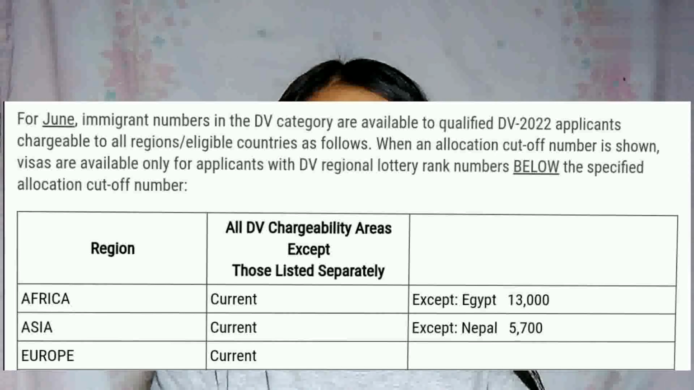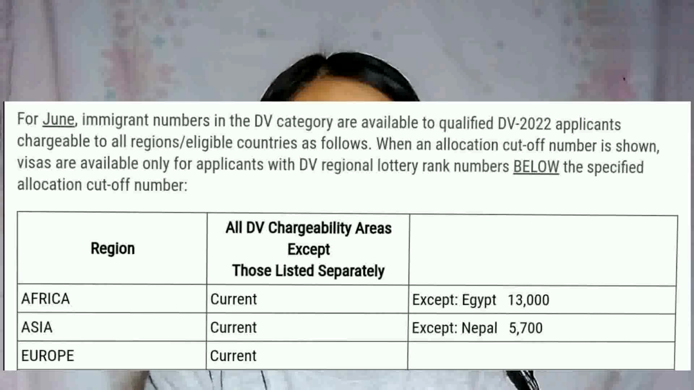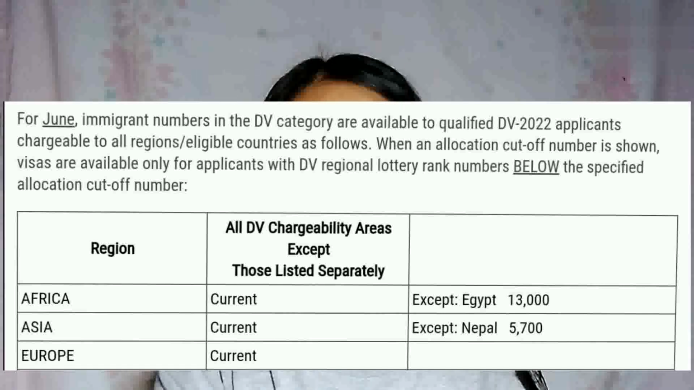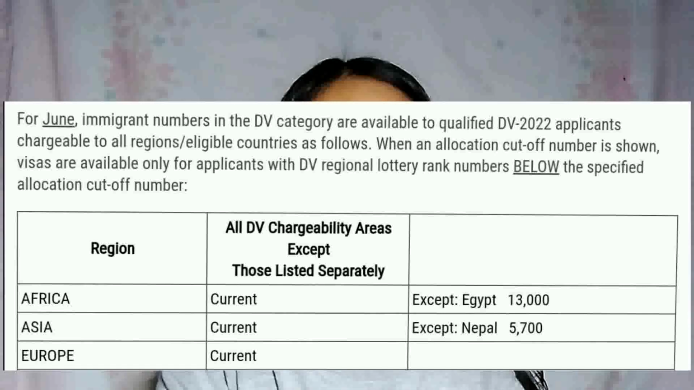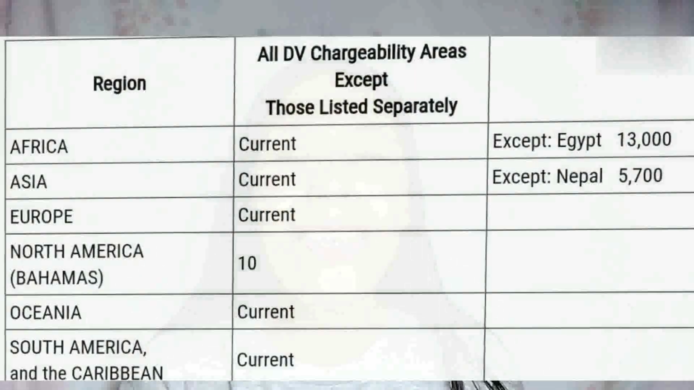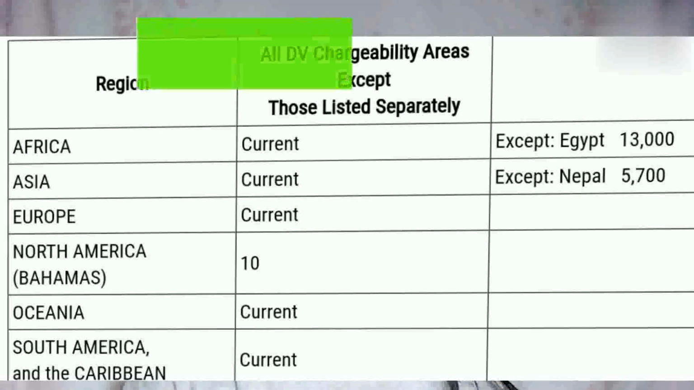June, Africa, all DV chargeability areas except those listed separately, current, except Egypt 13,000. Asia, all DV chargeability areas except those listed separately is current, except Nepal 5,700. North America, Bahamas 10, Oceania current, South America and the Caribbean current.